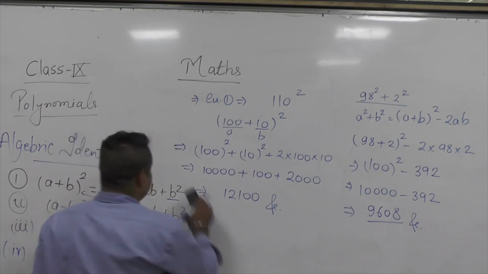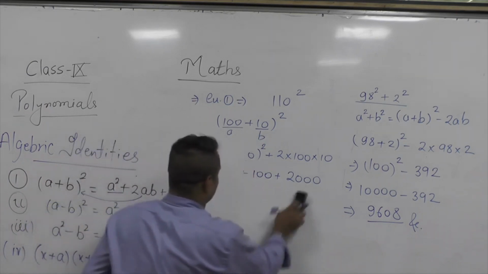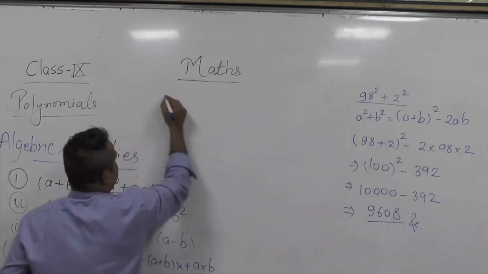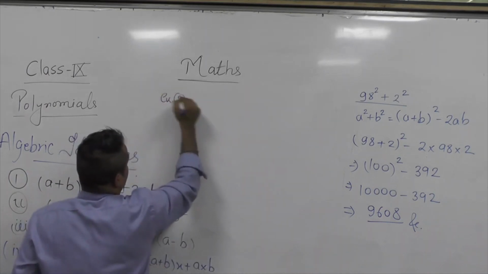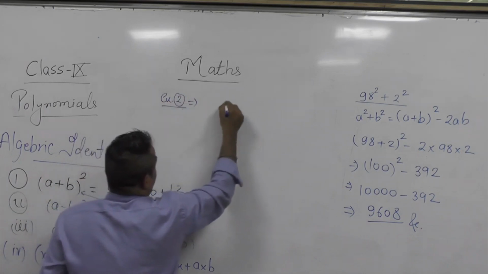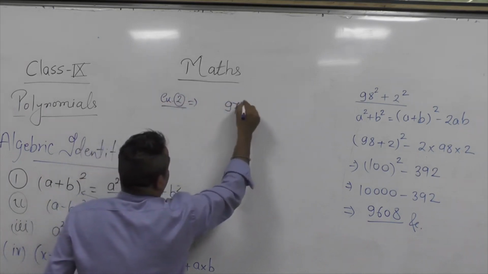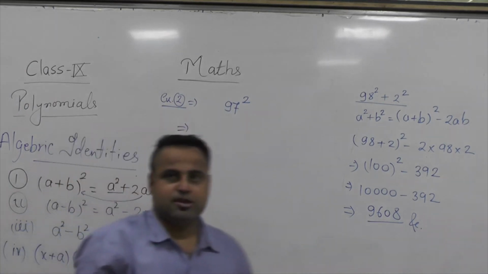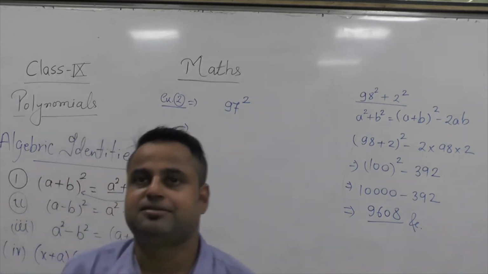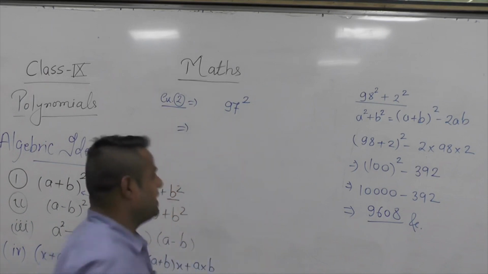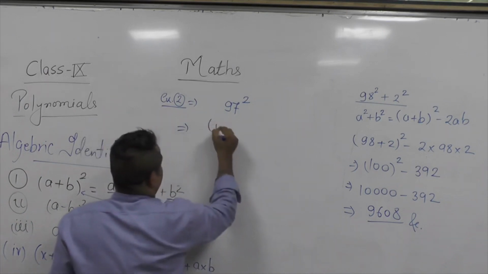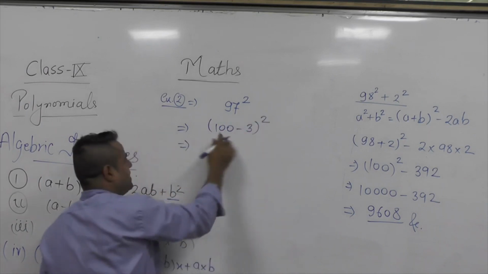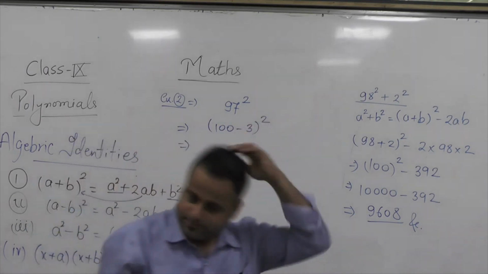Now we are moving to the next identity, which is A minus B whole square. For A minus B whole square, I am taking another example, example number 2. The question I am taking is 97 whole square. Now 97, you all know, is a number closer to 100, but it is less than 100. How much less? It is less by 3. So we can write 100 minus 3 square. 100 minus 3 is 97, and 97 whole square.